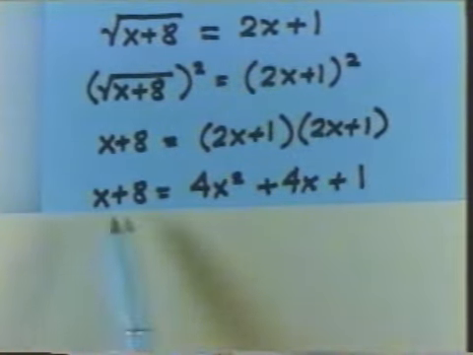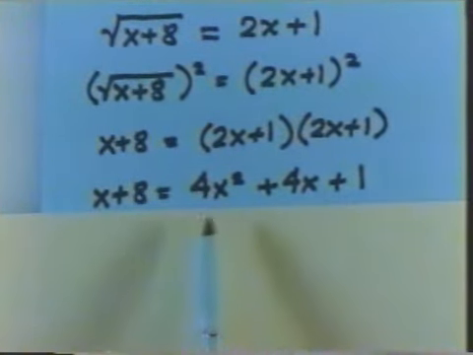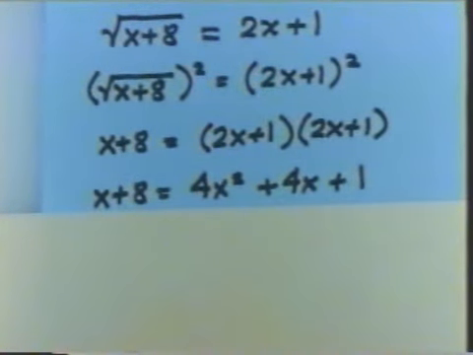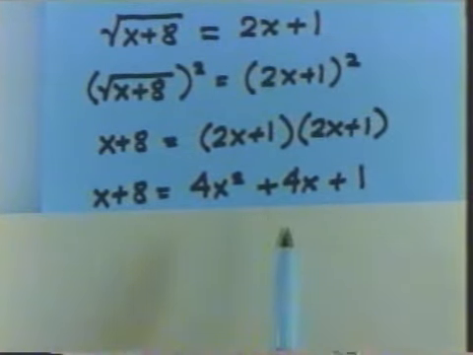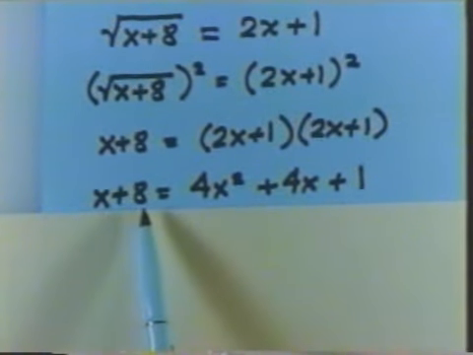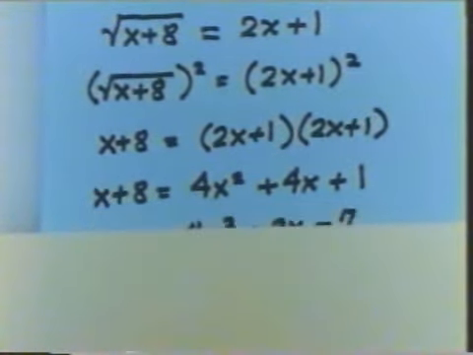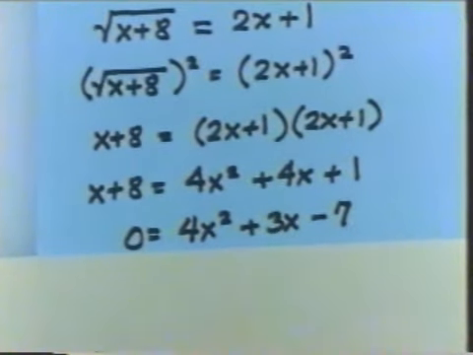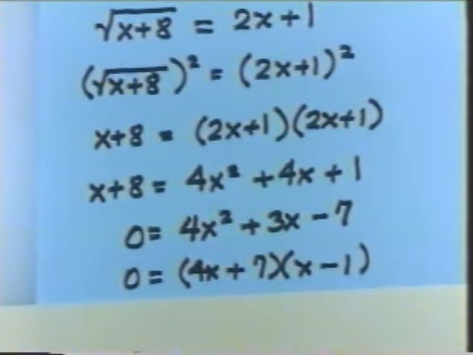Now you notice that we have a quadratic equation, but it's not in standard form. To get the quadratic equation in standard form, we must have an x squared term, an x term, a constant term equals 0. The simplest thing would be to subtract x and subtract 8 from both sides. And when we do, we get 0 equals 4x squared plus 3x subtract 7. Now we have a quadratic equation which can be solved either by factoring or by the quadratic formula. This one factors nicely into 4x plus 7 times x minus 1.